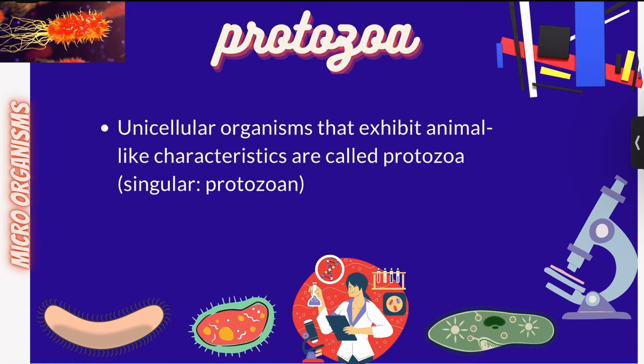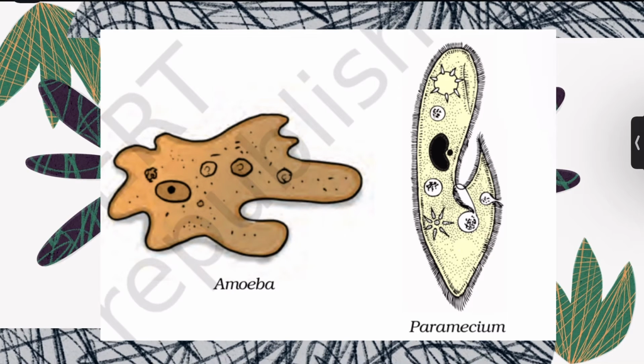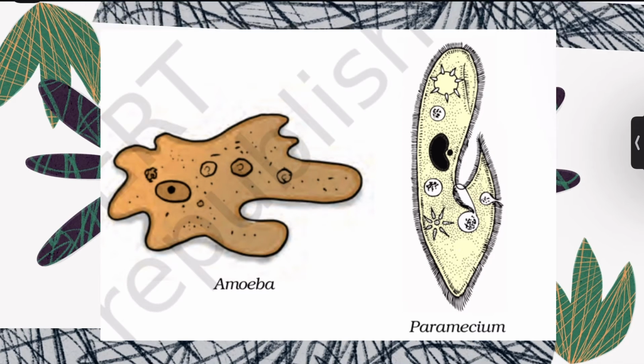Protozoa: unicellular organisms that exhibit animal-like characteristics are called protozoa. Singular is protozoan. Amoeba, paramecium are all protozoa. Amoeba does not exhibit a definite shape, it keeps on changing. Amoeba and paramecium have pseudopodia for their locomotion and capturing of food, etc.